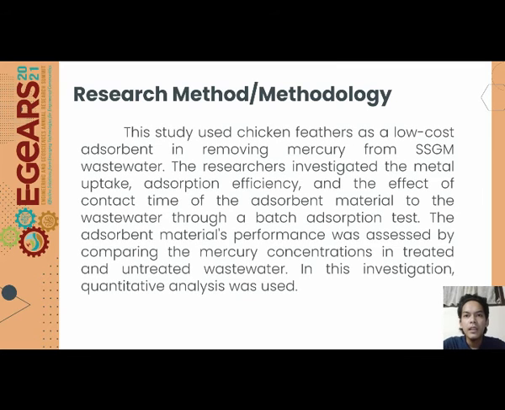As a summary, the study used chicken feathers as a low-cost adsorbent in removing mercury from small-scale gold mining wastewater. The researchers investigated the metal uptake, adsorption efficiency, and the effect of contact time of the adsorbent material to the wastewater through a batch adsorption test. The adsorbent material's performance was assessed by comparing the mercury concentrations in treated and untreated wastewater. In this investigation, quantitative analysis was used.